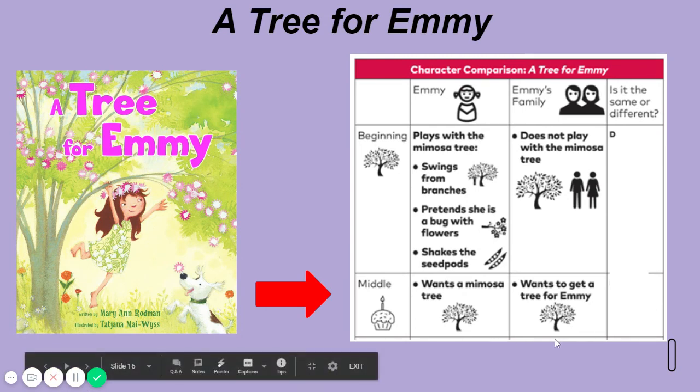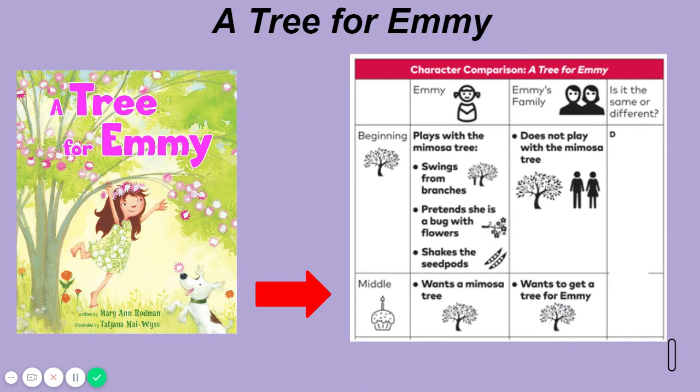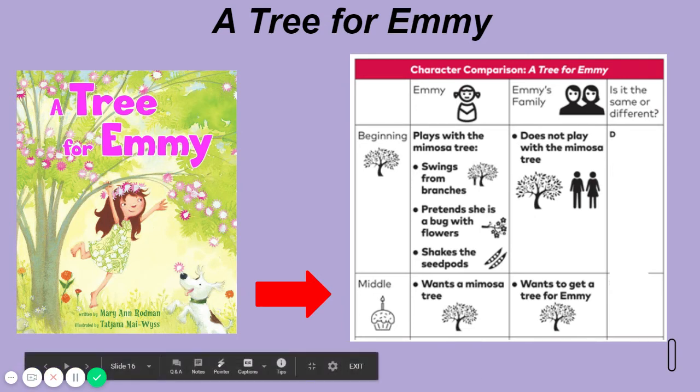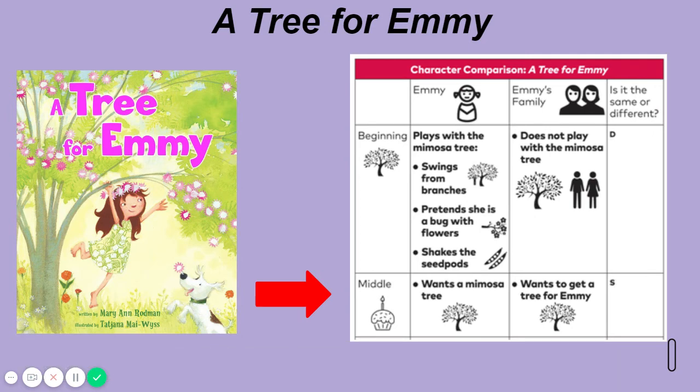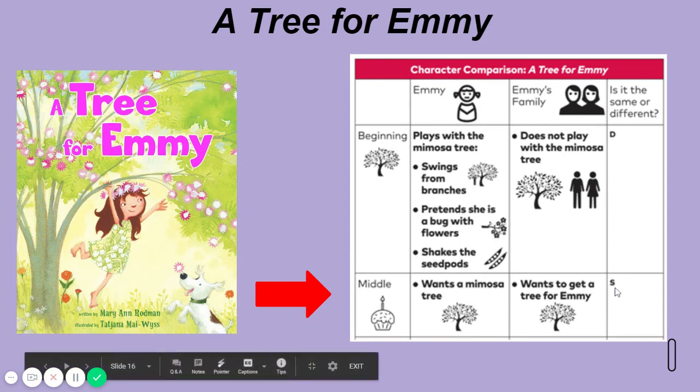Now, let's talk about if these two things are the same or are they different. Now, I'm thinking the same means that they both want the same thing. Different means maybe they're not doing the same thing or want the same thing. But I do see that Emmy wants a tree and her mom and dad want her to also have a tree for her birthday. So I think that these two experiences are the same. These two experiences are the same. So make sure you have that S there for same.